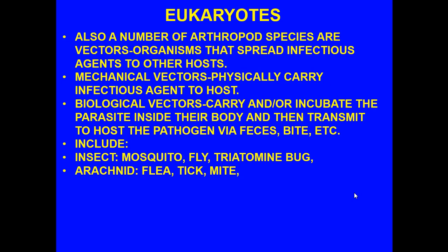We'll get more into this later on in a lab for vectors, but let me just give you a couple of examples to get you thinking. The triatomine bug is also known as the kissing bug, and this is a bug that bites individuals while they're sleeping. It takes in some of their blood. Now, the triatomine bug is also the carrier of trypanosomas that cause Chagas disease.